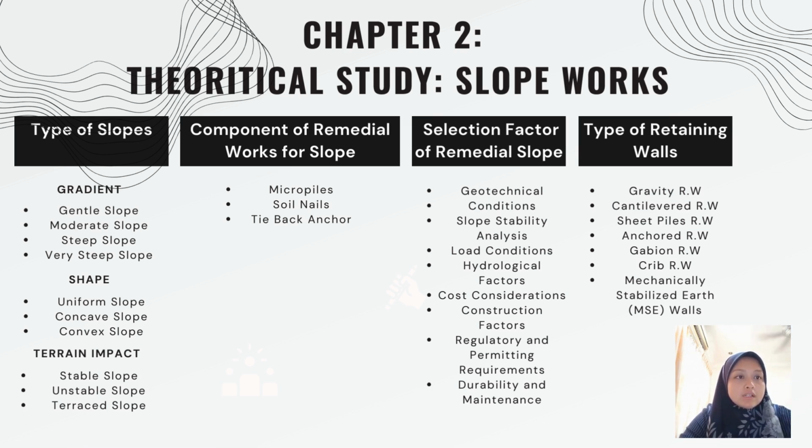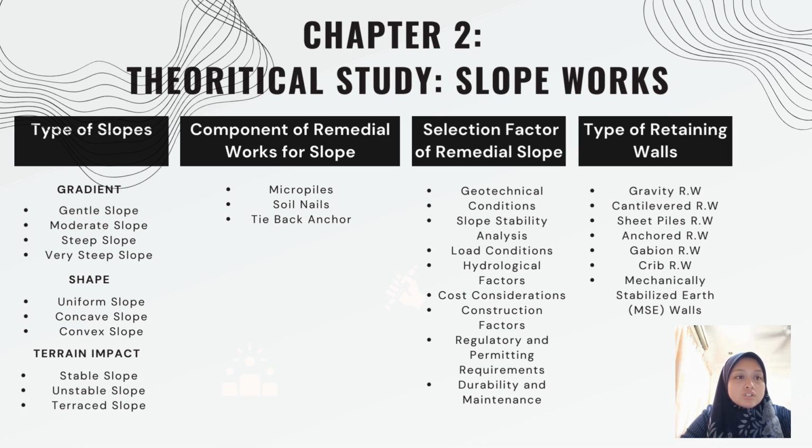For the geotechnical condition, understanding the soil composition, friction angle, and density is crucial for choosing the right stabilization method. For the slope stability analysis, identifying the type of slope failure, for example rotational, translational, or toppling, helps in selecting the appropriate stabilization technique.